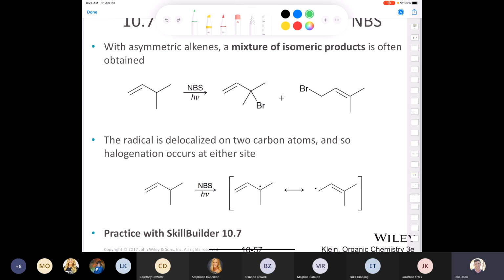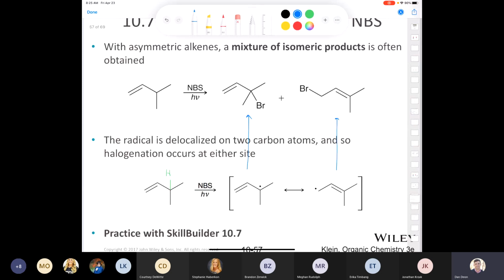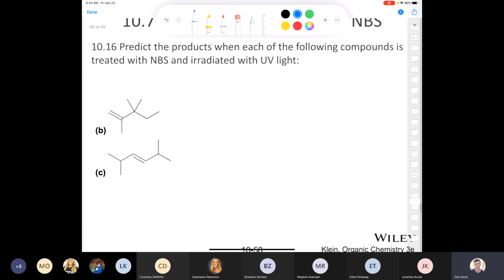So that's just a complicated way of saying you take your allylic carbon-hydrogen bond, you do the hydrogen abstraction, and you form the radical. If you have these two resonance structures and they're different, then once you do the halogen abstraction, you're going to end up with a mixture of products. So that's all there is really to it. What you really need to know is that you take NBS and light, you have an allylic carbon-hydrogen bond, and you do a bromination. So let's practice.